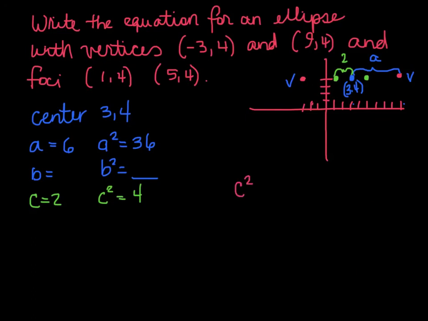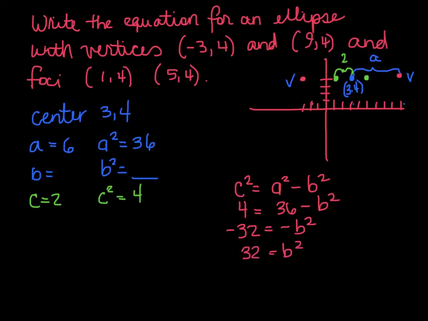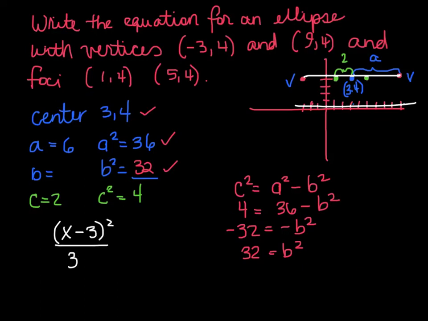If you remember my equation, c squared equals a squared minus b squared. Solve that out. So b squared is 32. I don't even need to take a square root because all I need is b squared. I now have my center, my a squared, my b squared. I know this is my major axis coming along from vertex to vertex. So this is wide, my long is parallel to my x, which means the bigger number is under the x. So (x minus 3) squared over a squared plus (y minus 4) squared over b squared equals 1. And that's it.